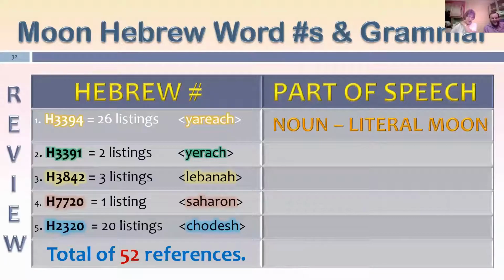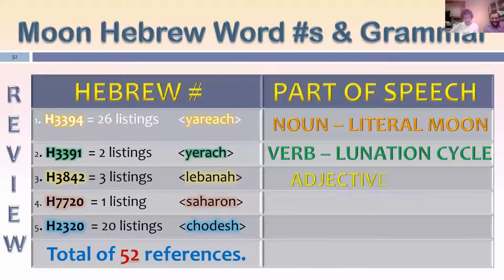Let's go to number 2, Yorak, 3391. This is the lunation cycle. Which part of speech would it be? Well, that's the verb, thank you. Anyway, Nirvana, what part of speech is that? It had 3 listings. Well, it said adjective because it's the color of the moon.